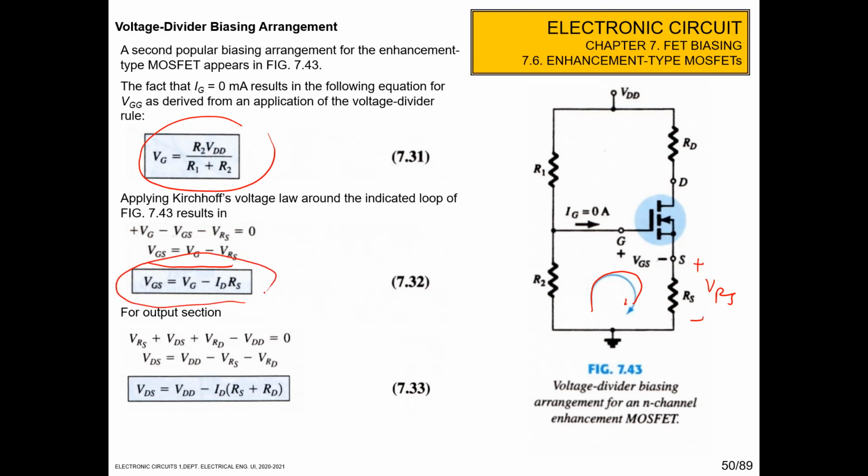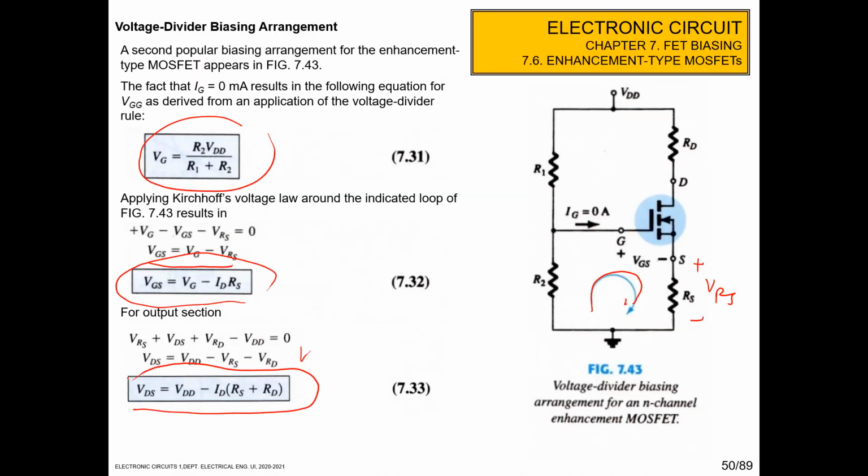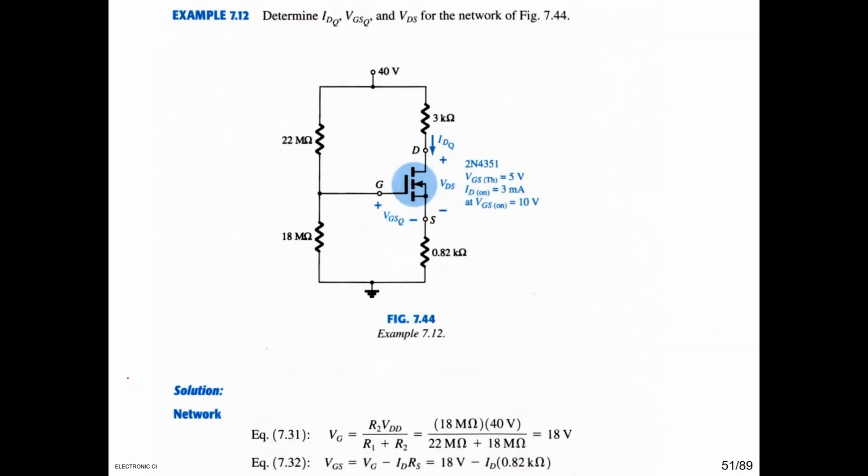And then for the output section, VRS plus VDS plus VRD minus VDD is equal to 0. So VDS is VDD minus VRS minus VRD. Because VRS is ID RS and VRD is ID RD, we get that VDS is VDD minus ID times RS plus RD. Okay, so from here we can solve similar to depletion, like this example.